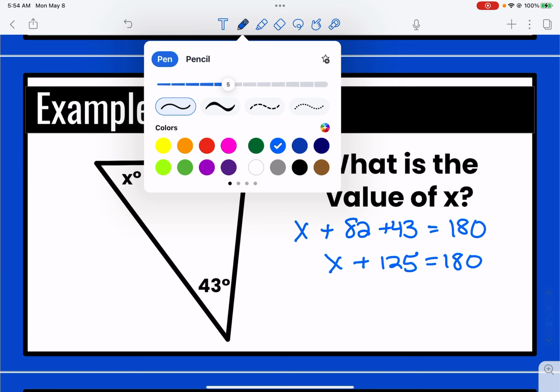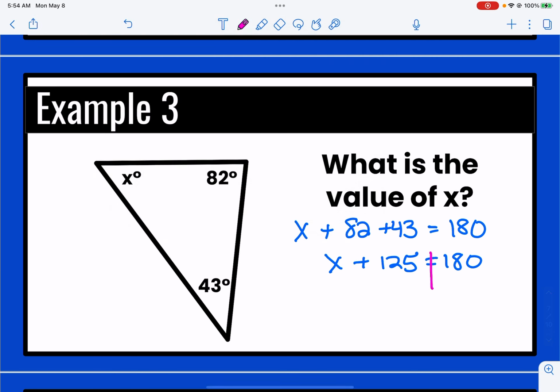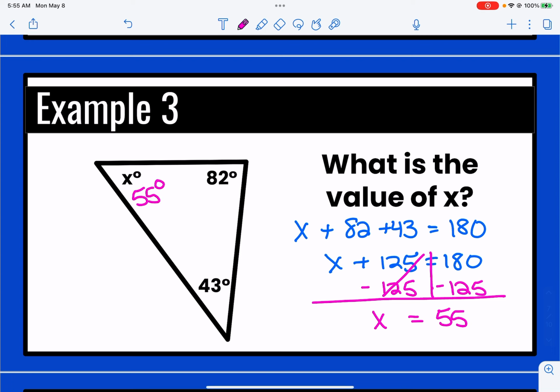I'm going to draw my wall so I can isolate my variable on one side of the wall. And by the way, remember the wall is always where the equal sign is. We want to get the variable on one side of the equal sign by itself. These two cancel because they make 0. And x is equal to 55. So 55 degrees in this particular instance.